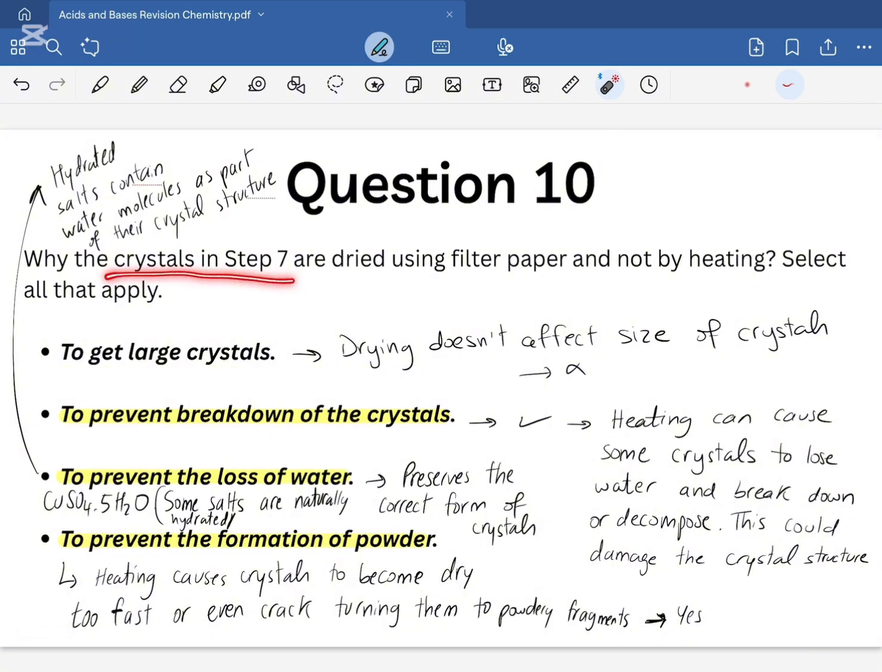Why are the crystals in step 7 dried using filter paper and not by heating? We usually dry the crystals using filter paper, and we do not heat them.